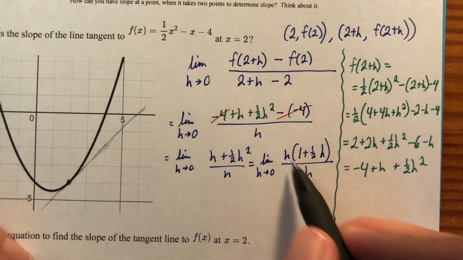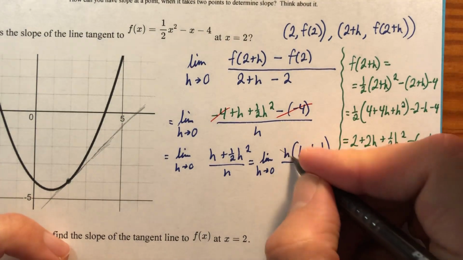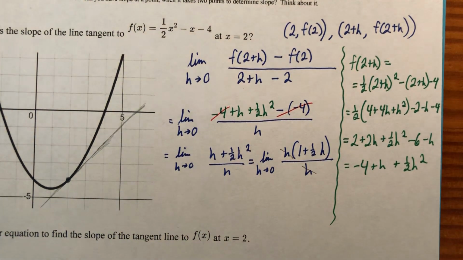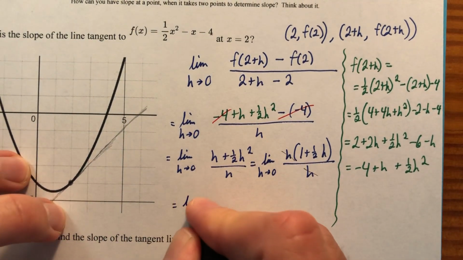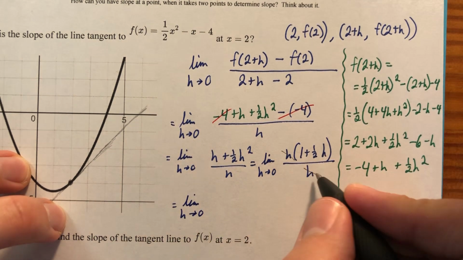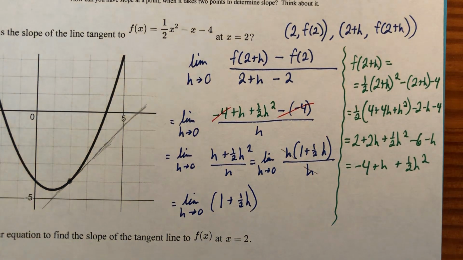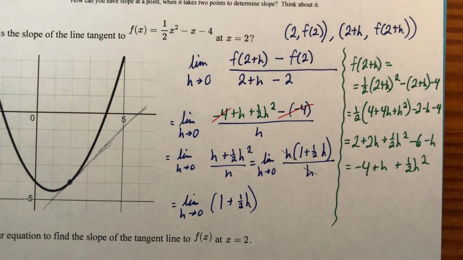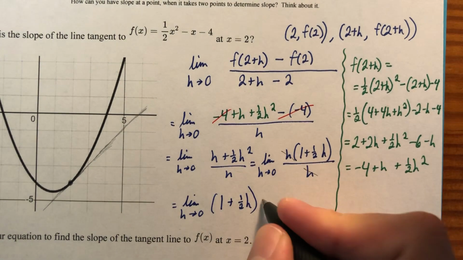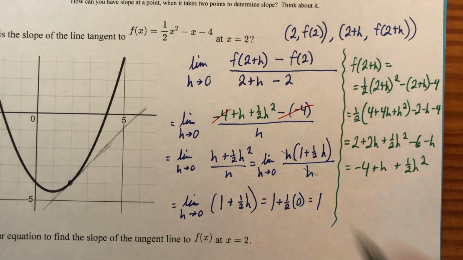And now we can cancel these h's. So let's cancel those as well. We'll cancel this h with this h. Divide them out. And we have the limit as h approaches 0 of everything that's left. So 1 plus 1/2 h. Okay, can we use direct substitution now? Yes, we can. I can plug a 0 right there. I'd have 1 plus 1/2 times 0, and that would give me 1.